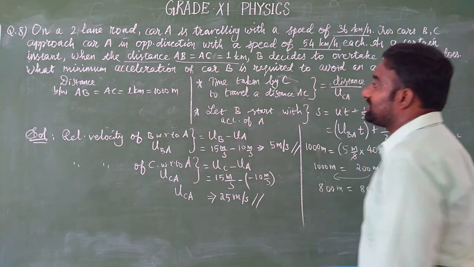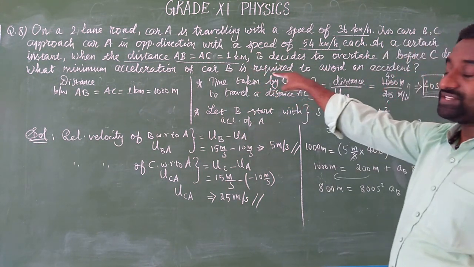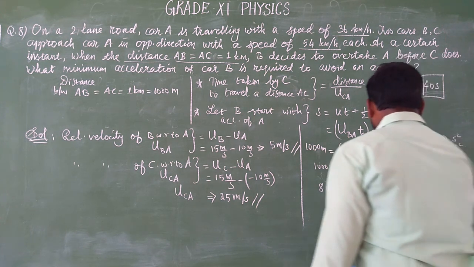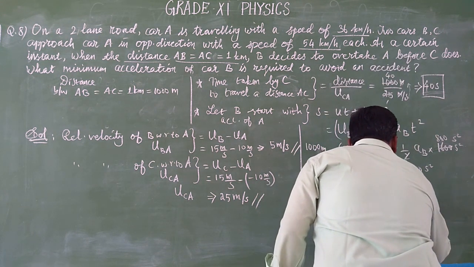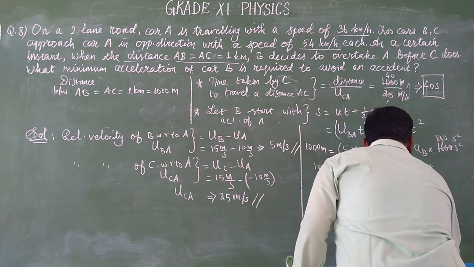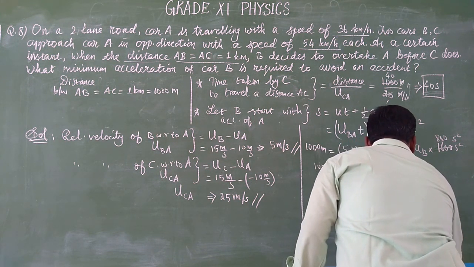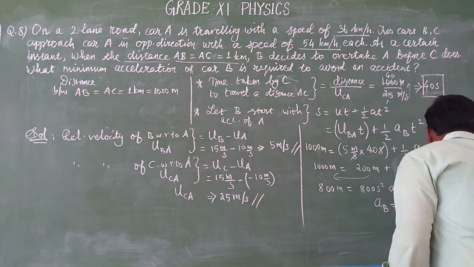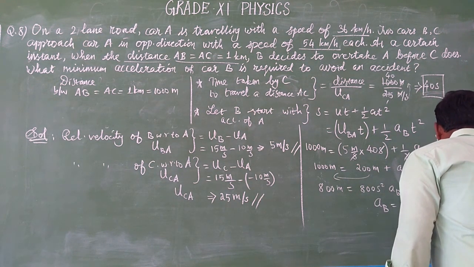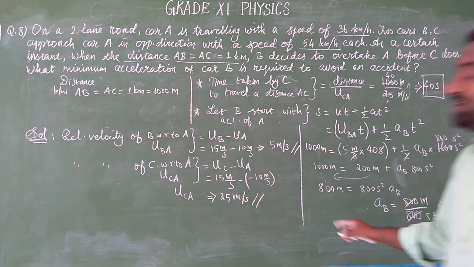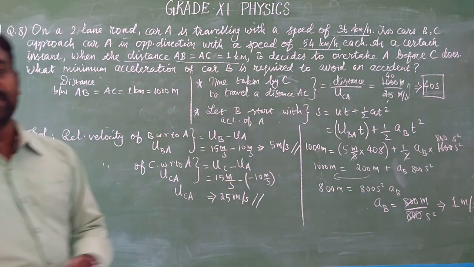We want the acceleration of car B, that is the minimum acceleration of car B, to avoid an accident. So the acceleration of car B is equal to 800 meter by 800 second square. So both cancel away. Finally, it is 1 meter per second square. So the minimum acceleration of car B to avoid an accident is 1 meter per second square.